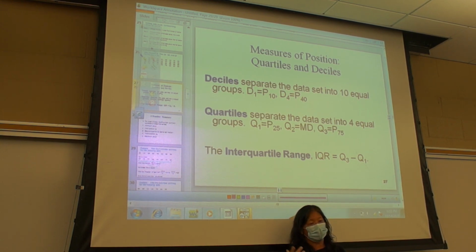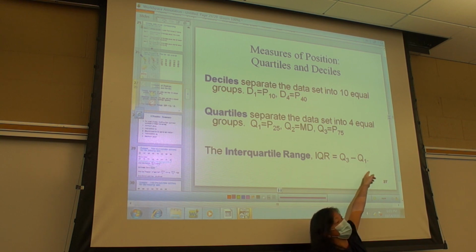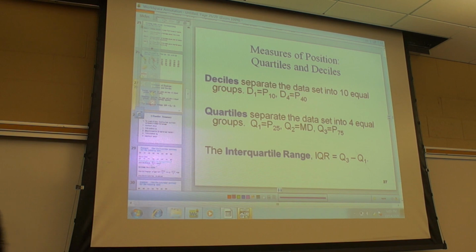So the interquartile range, which we're going to use in about half an hour today, is the distance from Q3 to Q1. Take Q3, you subtract Q1. You will need to know that, like I said, in about half an hour.